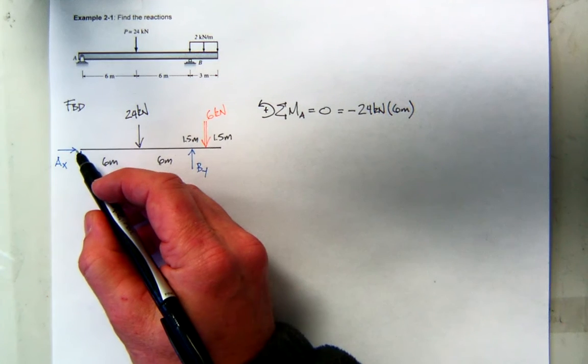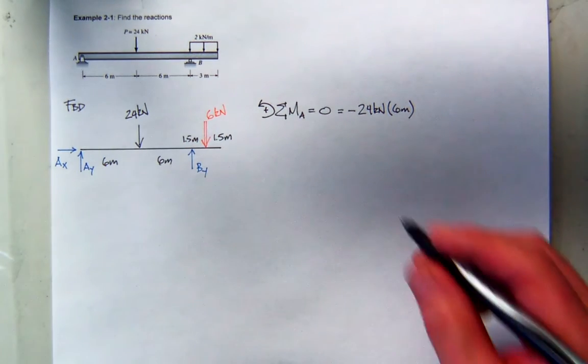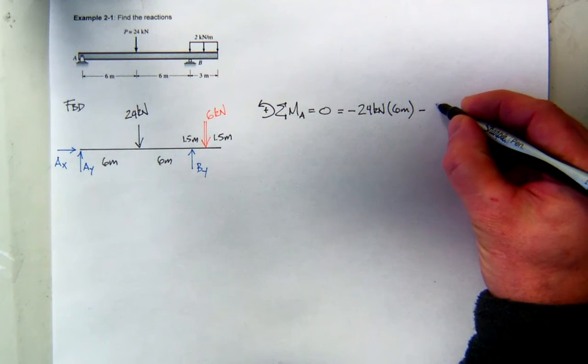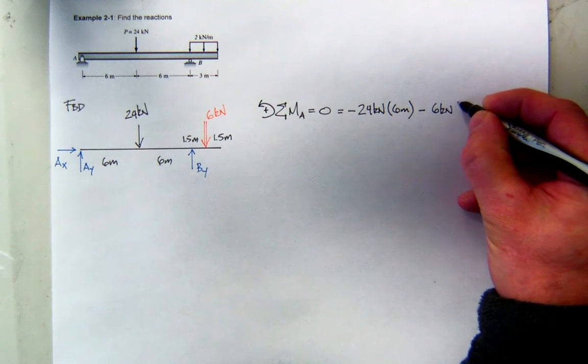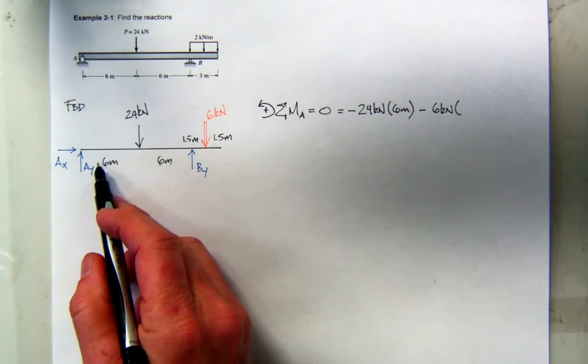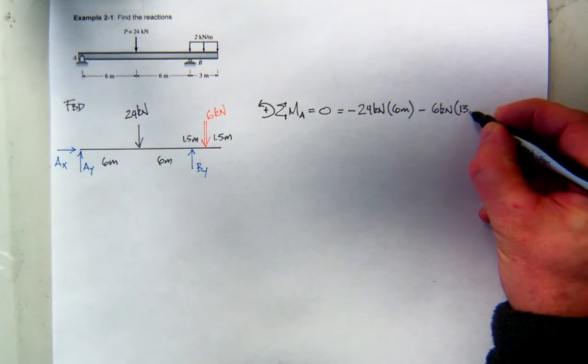So now I'm looking at A. What other forces do I have? I have this 6 kilonewton force. Is that positive or negative moment? It's going to be negative. The force is going to be 6 kilonewtons. And the moment arm is going to be the distance from A to the centroid, which looks like 6 plus 6 plus 1.5. That's 13.5 meters.